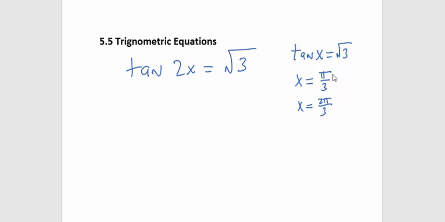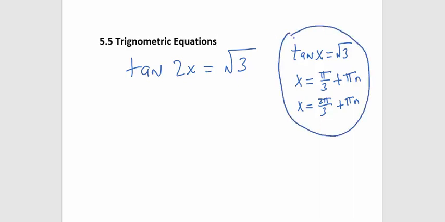So now the period for a tangent though is pi, so every time I add pi to pi over 3, I'm going to reproduce this solution again. So I'm also going to say on here plus pi n, because every time I add a pi to the tangent, it's going to start to reproduce itself. So same thing here, plus pi n. So this is kind of what I'm thinking here.